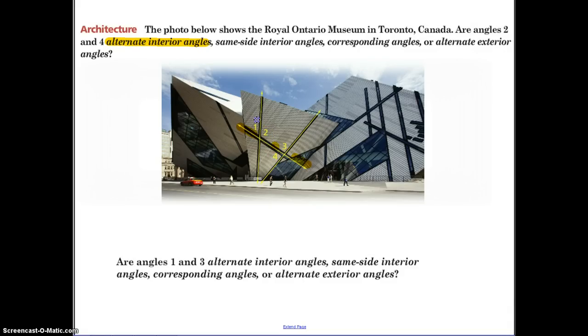Now, my next question down at the bottom asks us about angle 1 and angle 3. So here's angle 1, here's angle 3. So again, I want to look and see, are they interior angles or are they exterior angles? Well, 1 is an exterior and 3 is an interior. So I know it can't be alternate interior, it can't be same side interior, and it can't be alternate exterior because I have a top left corner and another top left corner. That lets me know that these angles right here are my corresponding angles.